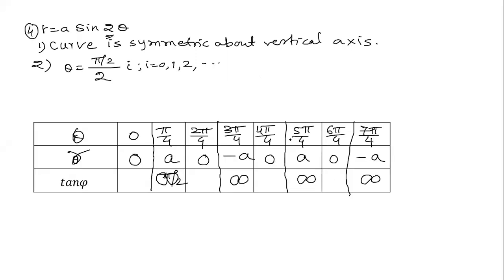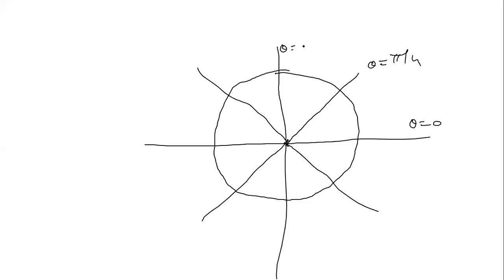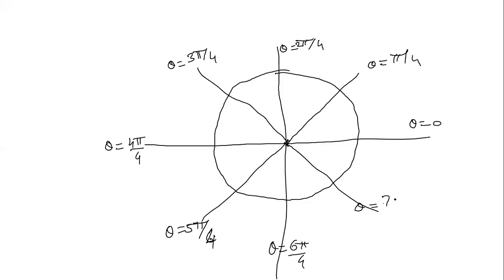Center at origin and radius is equal to a. This is the rough sketch. I am going to have these different lines also. So theta equal to 0, theta equal to pi by 4, theta equal to 2 pi by 4, like that, 3 pi by 4, 4 pi by 4, 5 pi by 4, theta equal to 6 pi by 4, theta equal to 7 pi by 4.